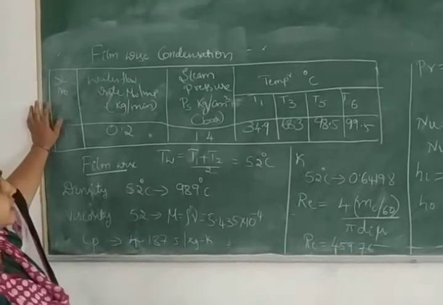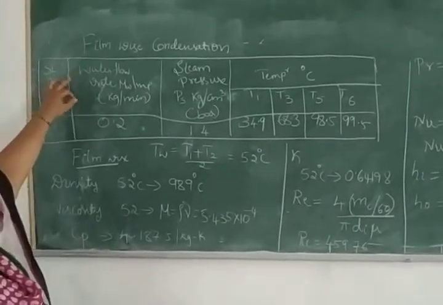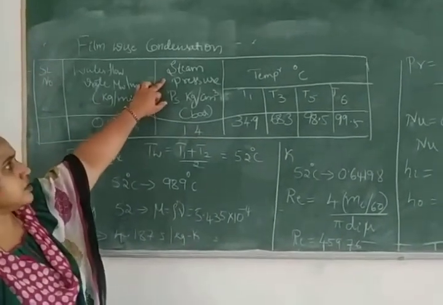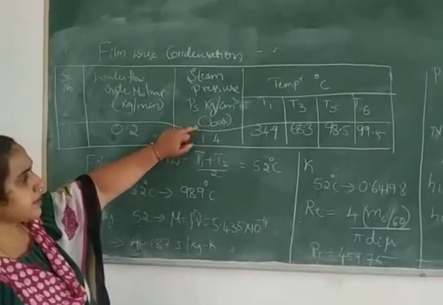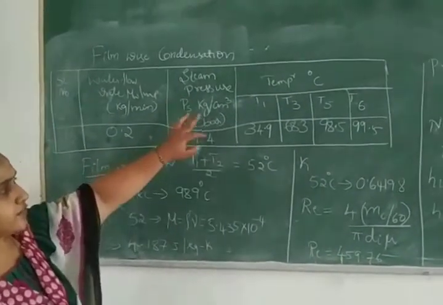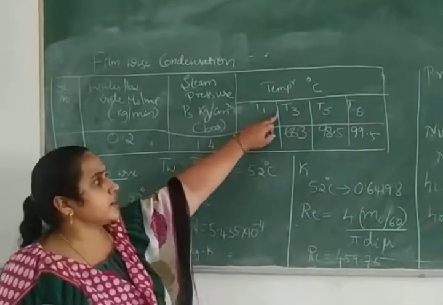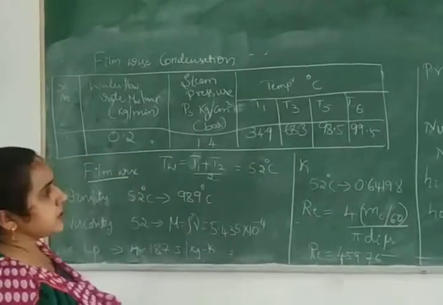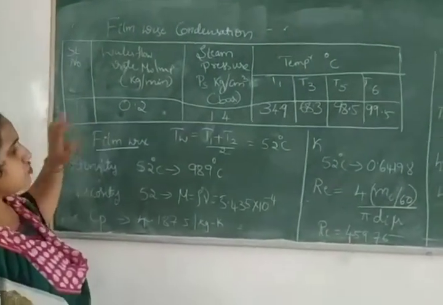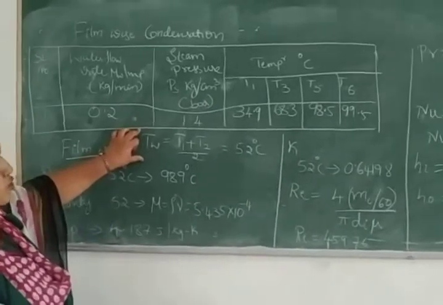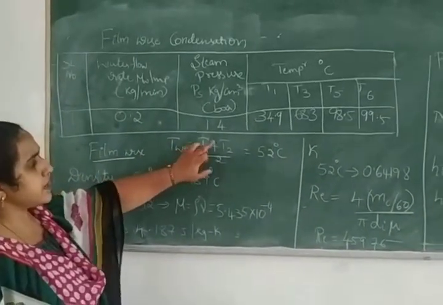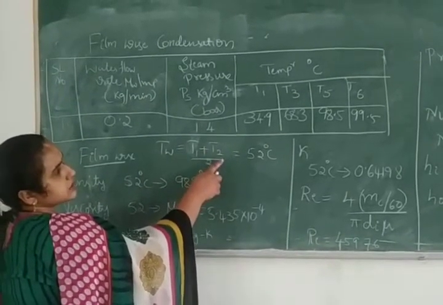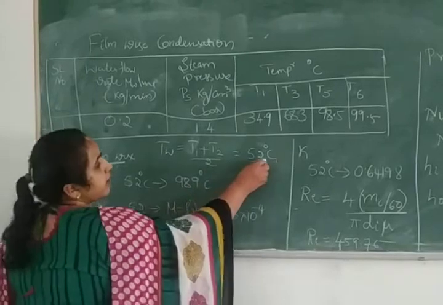So this is the calculation for the film-wise condensation. You can see the water flow rate is 0.2 kg per minute. Then steam pressure, I take it in bar, so 1.4 bar. We have the temperatures T1 34.9, T3 68.3, T5 98.5, and T6 99.5. For film-wise condensation, we find the average water temperature: TW is equal to (T1 plus T2) by 2.